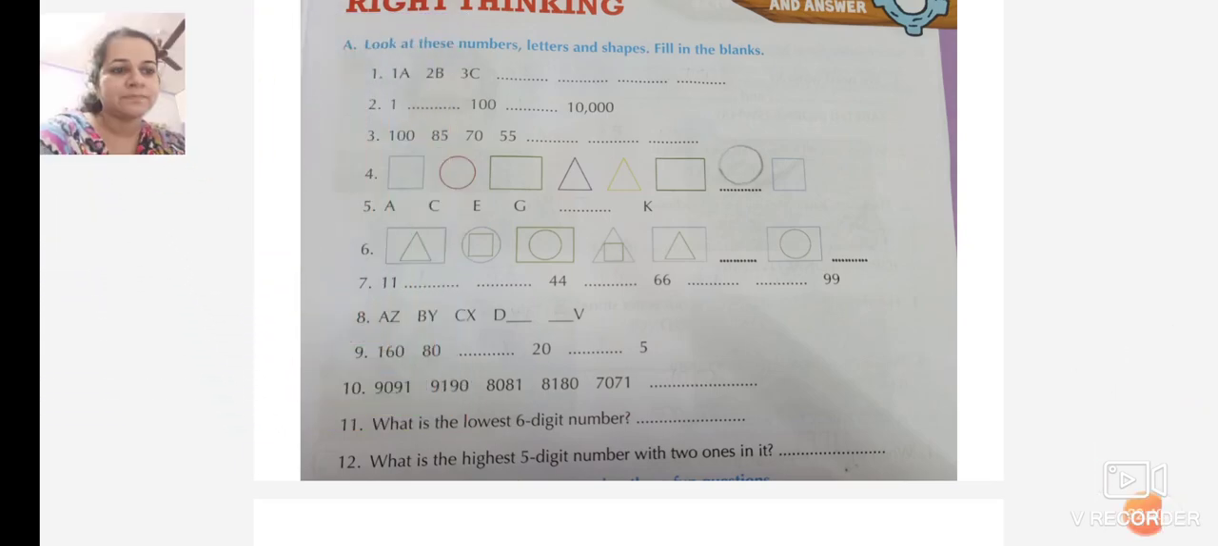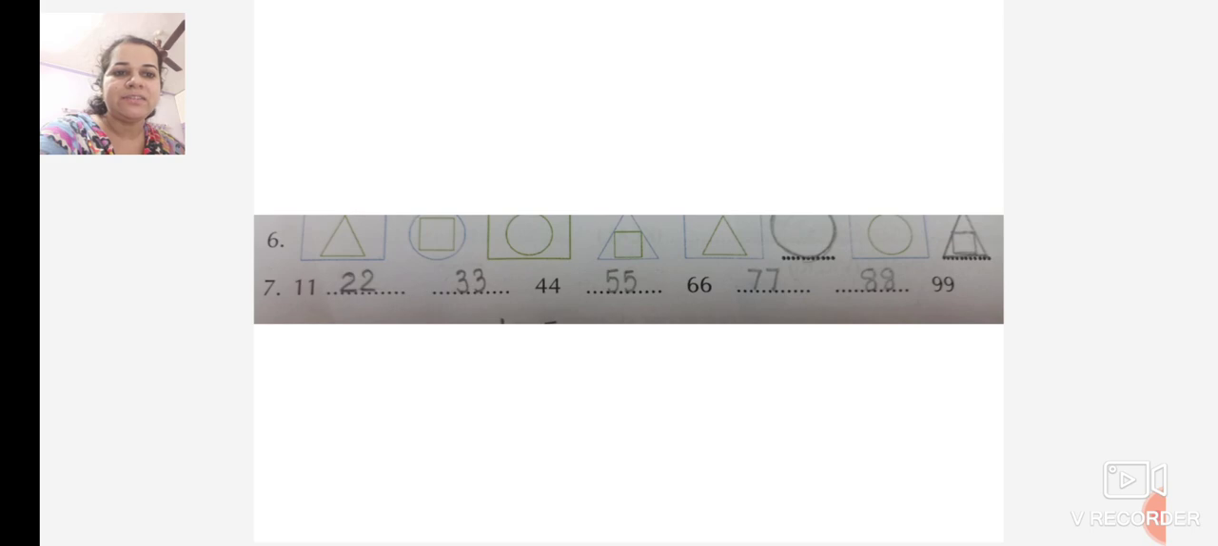Now I'll show you how to write the answers in the textbook. The question given is 11, dash, dash, 44, dash, 66, dash, dash, 99. Here are the answers: 11, 22, 33, 55, 77, 88. These are the answers you can write in your textbook. 11, 22, 33, 44, 55, 66, 77, 88, 99. When you apply the table of 11, you get the answer. Why are we applying the table of 11 here? Because the first number given is 11. That's why we are applying the table of 11. I hope you all have understood how to solve this blank.